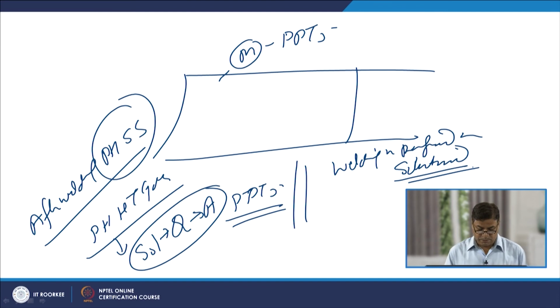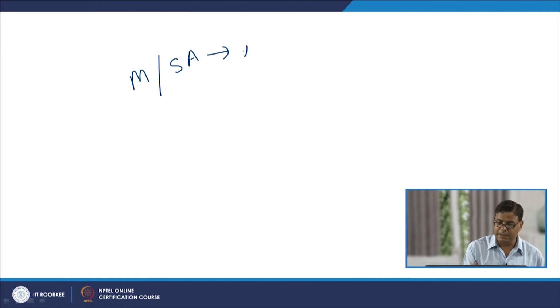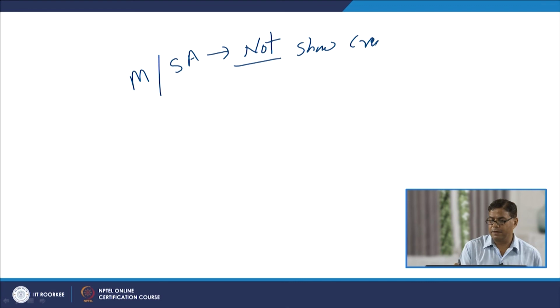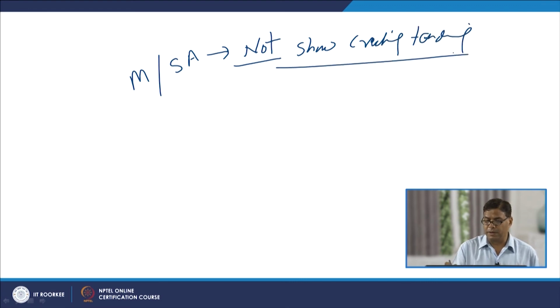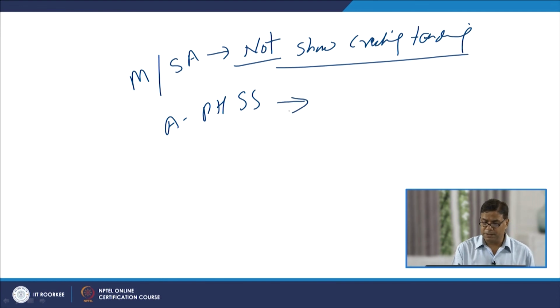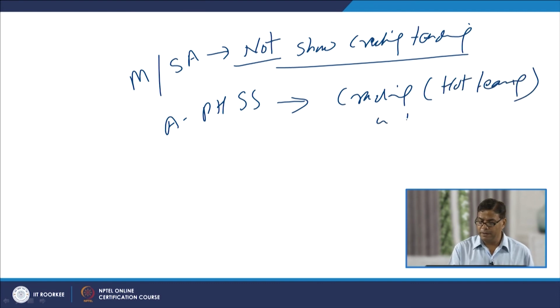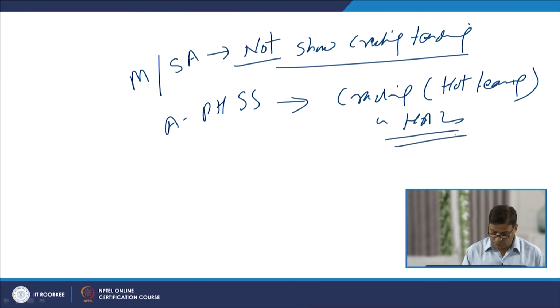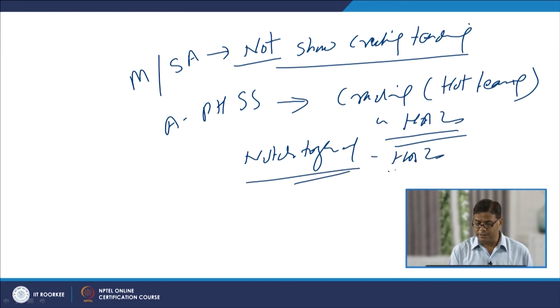Whether it is the martensitic or the semi-austenitic stainless steel, these do not show a cracking tendency in the weld joint, but austenitic precipitation hardenable stainless steel shows a cracking tendency. This is basically hot tearing in the heat affected zone, observed due to low ductility at a higher temperature, and the notch toughness of such weld joints in the HAZ is also poor.